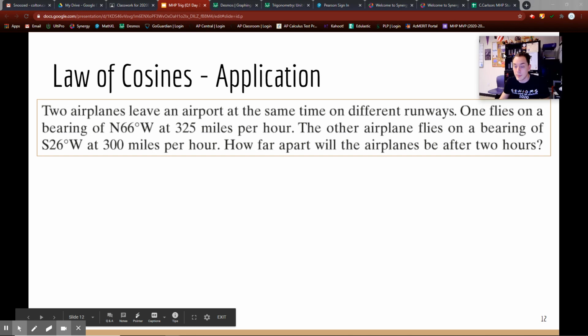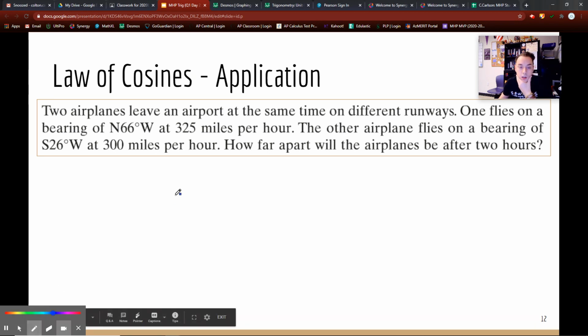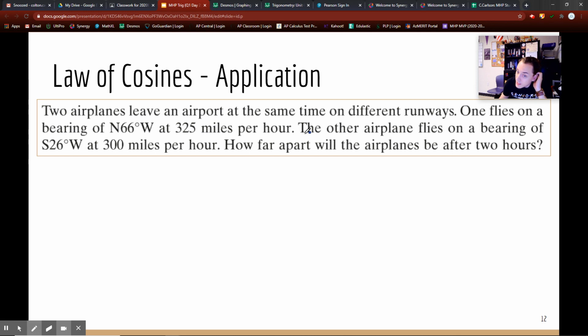Let's go through an application question here. This one can be rather tricky, so pay very close attention. Two airplanes leave an airport at the same time on different runways. One flies on a bearing of north 66 degrees west at 325 miles per hour. The other airplane flies on a bearing of south 26 degrees west at 300 miles per hour. How far apart will the 2 airplanes be after 2 hours?